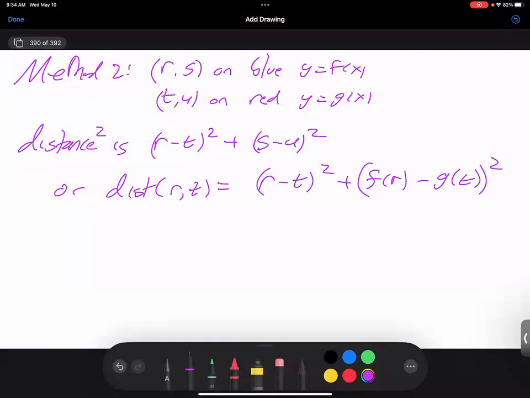Again, because these are curves of the form y equals f of x and y equals g of x, once I give you the x coordinate, you know the y coordinate. I know the point RS is on the blue curve y equals f of x. So if I give you the x coordinate as r, what does the y coordinate have to be? It has to be f of r, so s has to be f of r. And since TU is on the red curve, y equals g of x, I have to have u equals g of t. And that's what you told me.